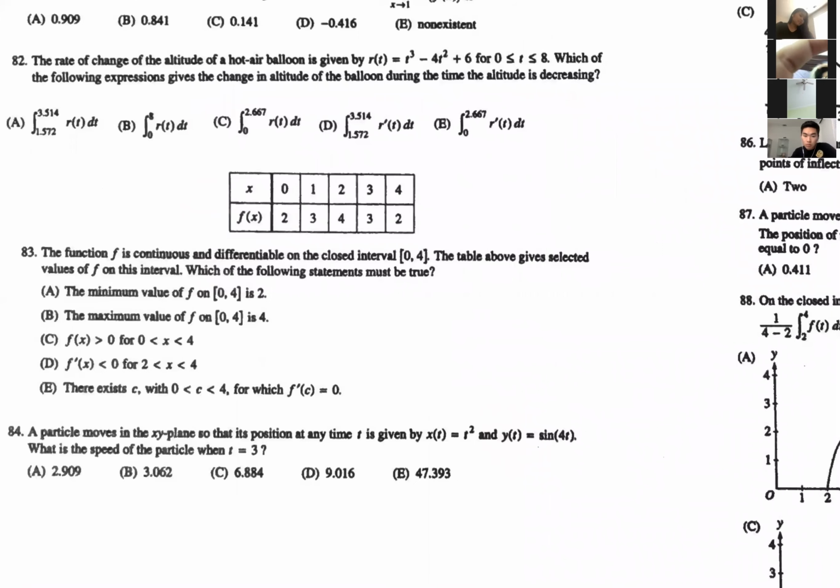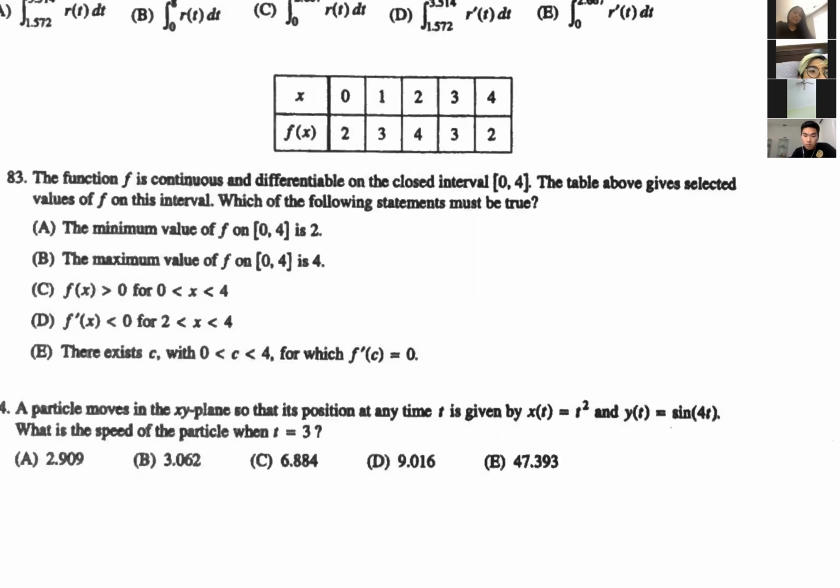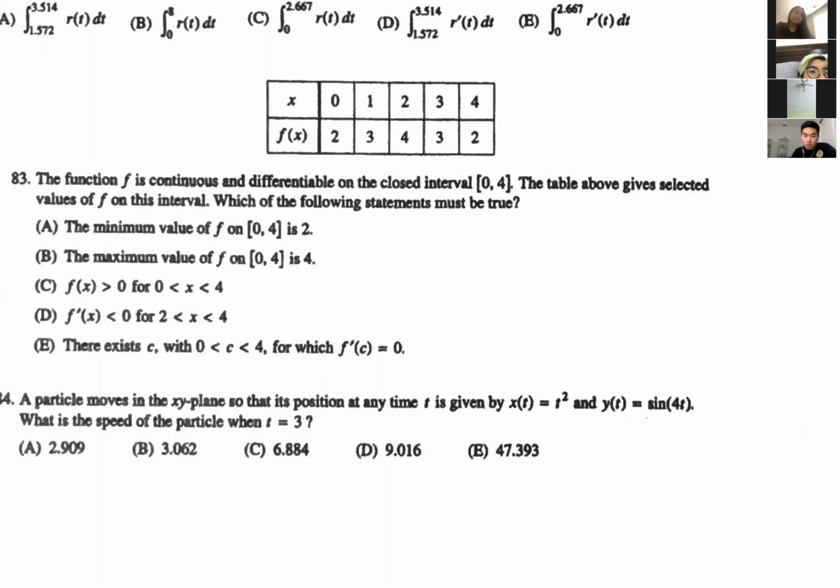All right, so on 83, it says the rate of change of the altitude. Oh, that's the wrong problem. Let me actually zoom in a little more. So for 83, it says f is continuous and differentiable on the closed interval. Which of the following statements must be true? Okay.